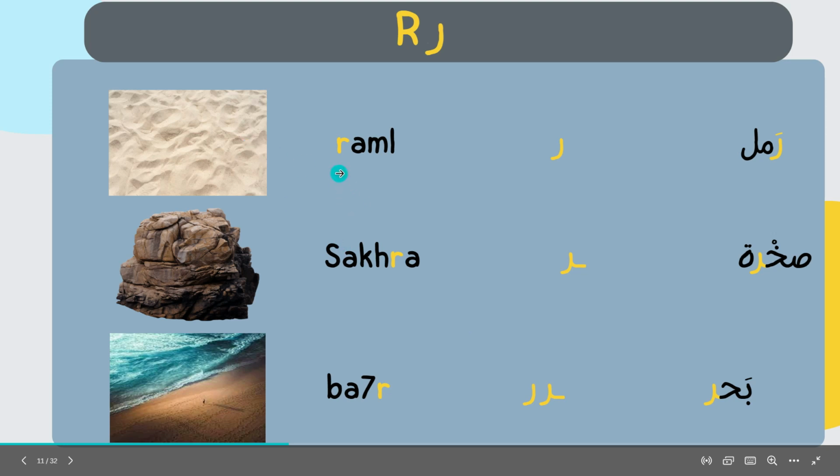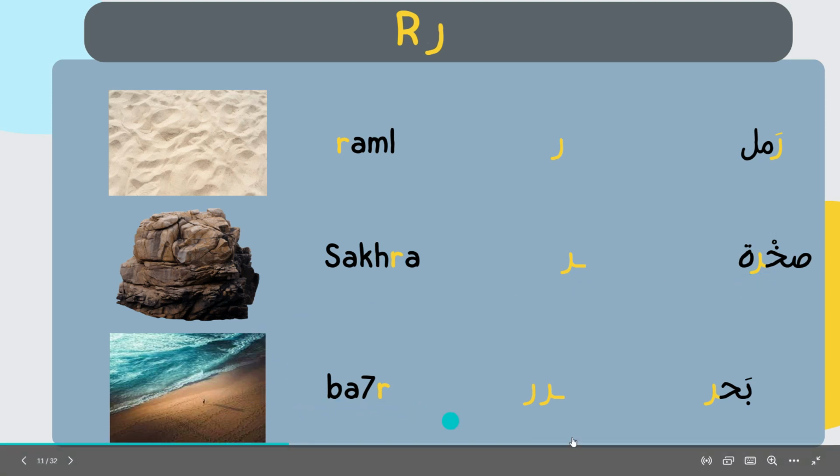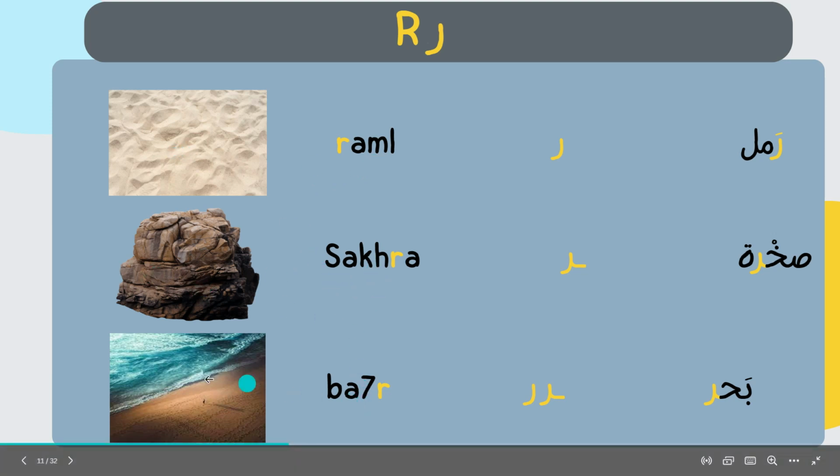Now it's your turn to read the word, then look at the Arabic. Ramil, ramil. Second word, your turn. صخرة, صخرة. Third word. بحر, بحر. Ramil means sand, صخرة is rock, and بحر is sea.